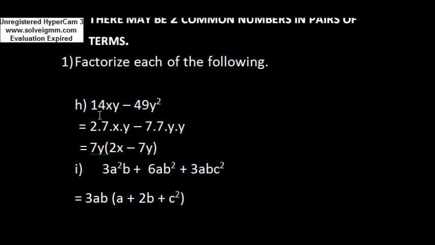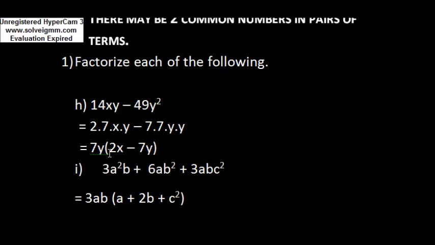14xy in its factor form, you can write in this form also: 2 into 7 into x into y. Similarly, 49y square you can write in factorization form: 7 into 7 into y into y. Now, first of all, you will see, is there any number or variable which is common in these two terms? Yes, you can see here 7 is here. 7 is also in the second term. Now y is in the first term. y is also in the second term. So 7y is common. You will write it outside the bracket.